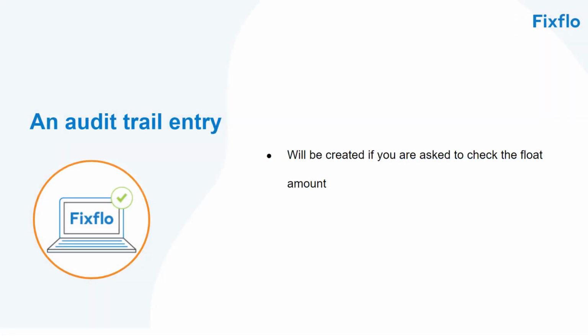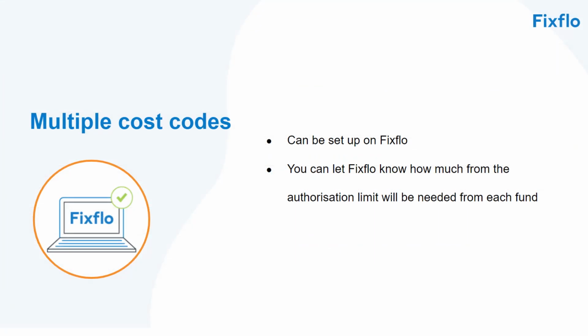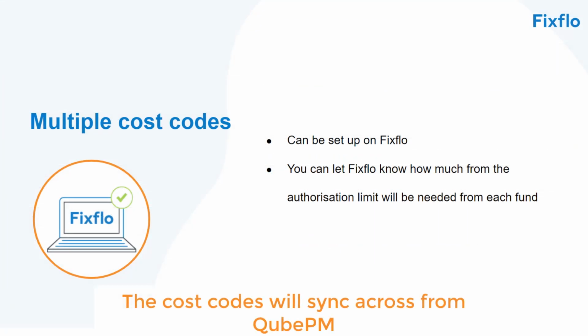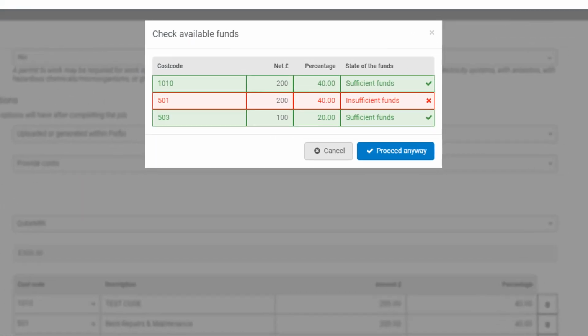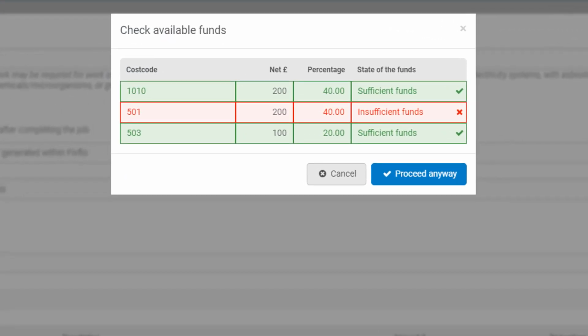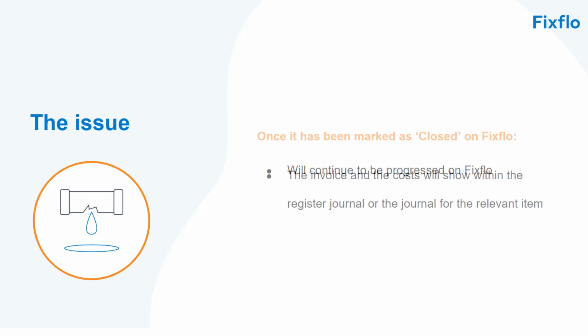When asked to check the float amount, an audit trail entry will be created within the audit trail on Fixflo, and this will be time and date stamped. Please note that there are multiple cost codes which can be set up on Fixflo, and you can even let Fixflo know how much from the authorization limit will be needed from each fund. If this feature is utilised, then the system will be able to tell you if you have sufficient funds from each pot.